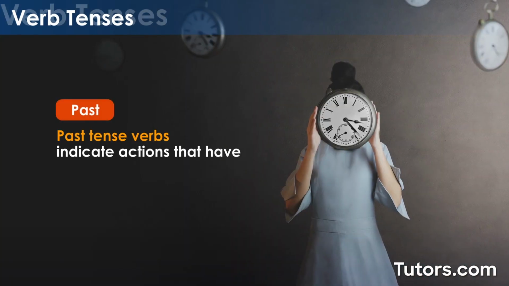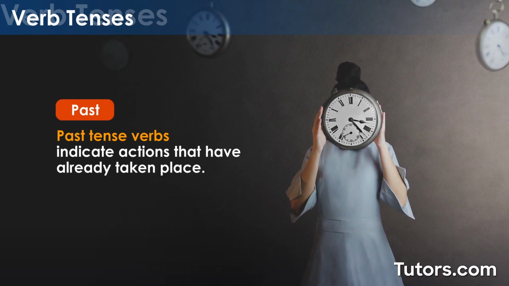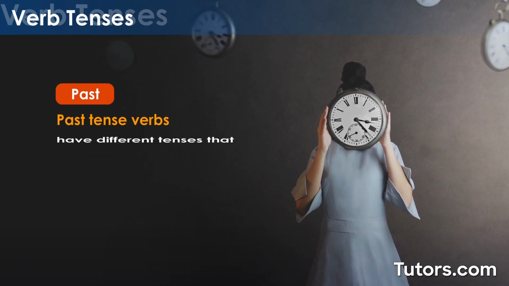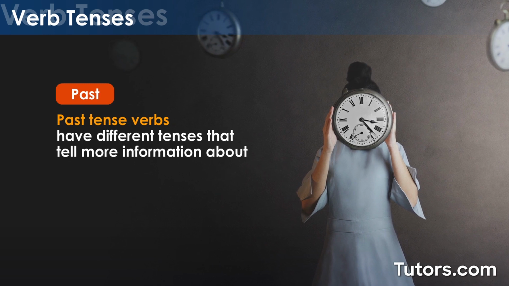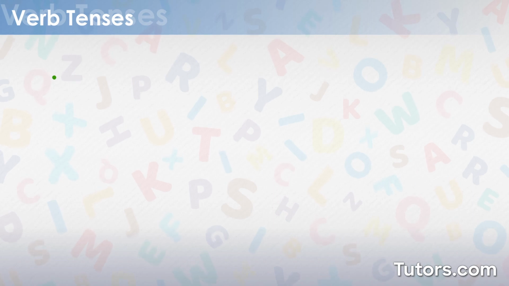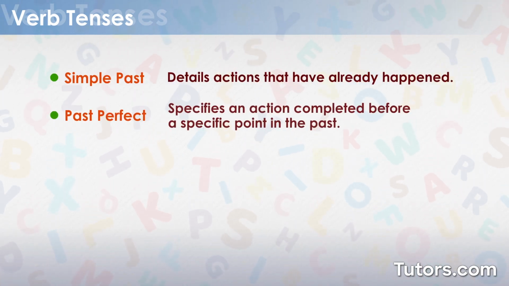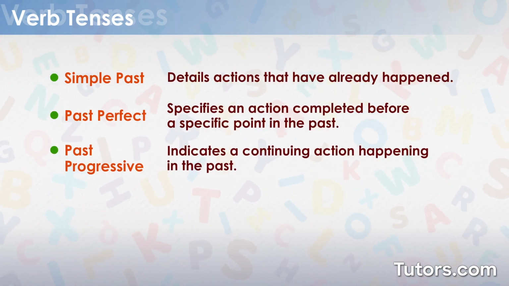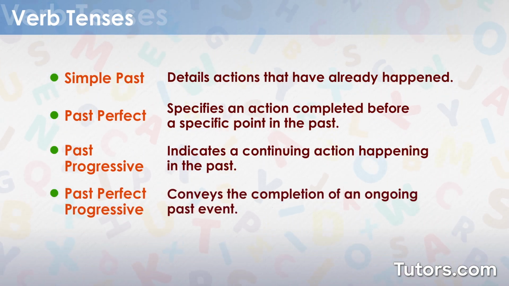Past tense verbs tell about actions that have already taken place. Past tense verbs have different tenses that tell more information about when exactly something happened. They can be in simple past, past perfect, past progressive, or past perfect progressive tense.